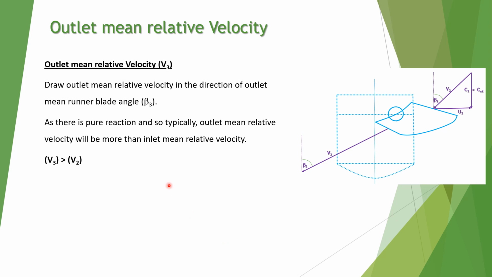Outlet mean relative velocity, that is v3. So draw the outlet mean relative velocity v3 in the same direction as the outlet blade angle, that is beta 3. And as this is a reaction turbine, v3 will certainly be greater than v2, because there is a drop in pressure and the cross-section area at outlet is smaller than this, so the velocity is higher.